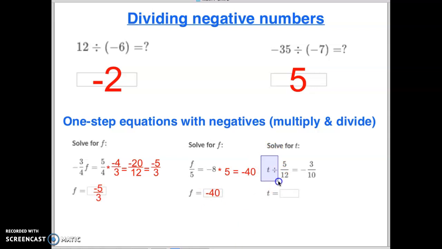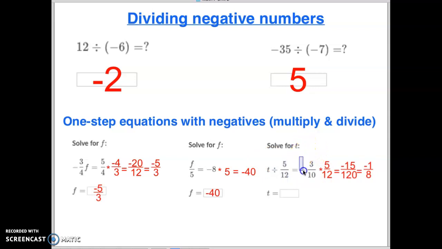T is being divided by 5/12. What's the opposite of divide? Multiply, right? So the opposite of divide by 5/12 would be to multiply by 5/12. So we will multiply. When we multiply this side by 5/12, the multiply and the divide will cancel each other.